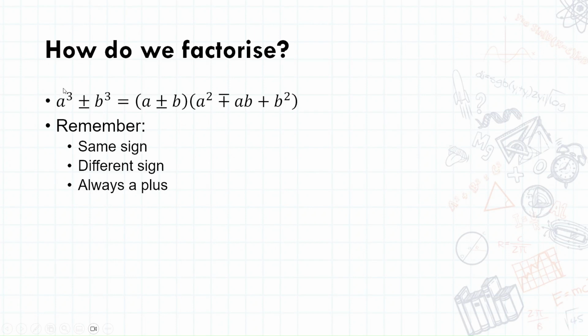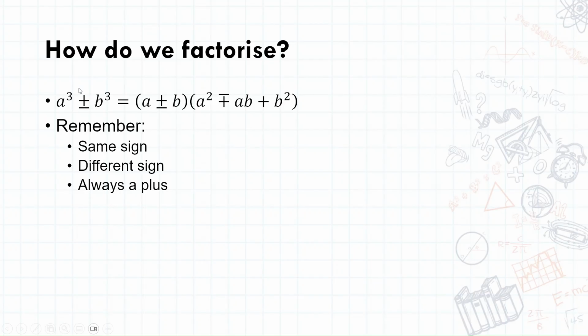Well, we take the cube root of the first one, and then we square it and we put it here. We take the cube root of the second one at the back, and we put it at the back there. And I always tell myself a little rhyme: same sign, different sign, always a plus.